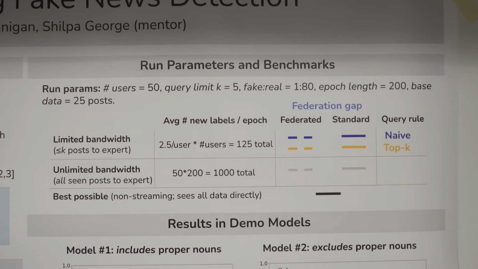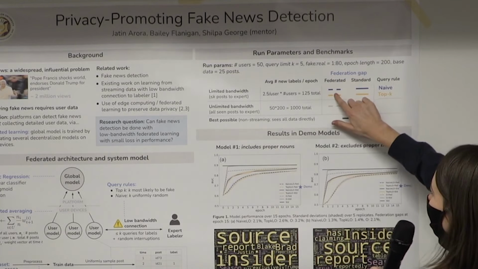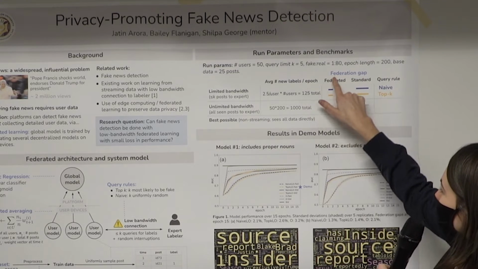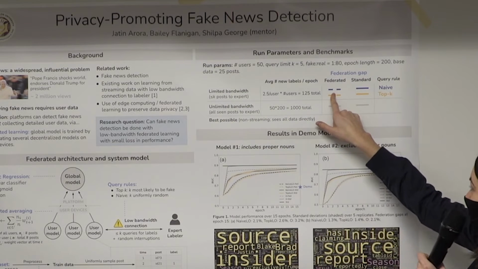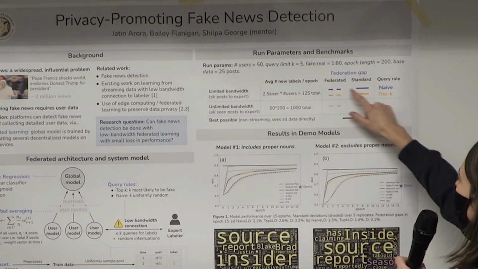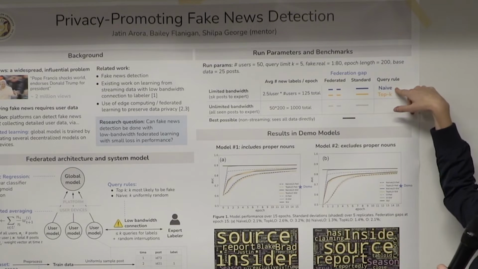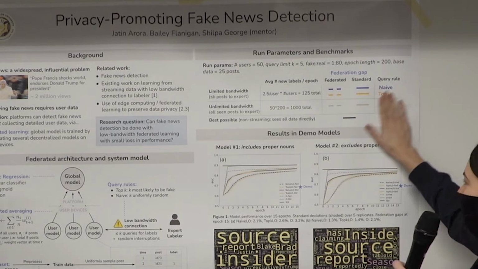So the model that we're really interested in testing, if you recall our research question, is a low bandwidth federated model. Here we have a table of the parameters of the different benchmarks that we consider. And here is the location of the federated low bandwidth model that we're interested in talking about. We consider 2 versions of this model with 2 different query rules. I'll gloss over these details for now.